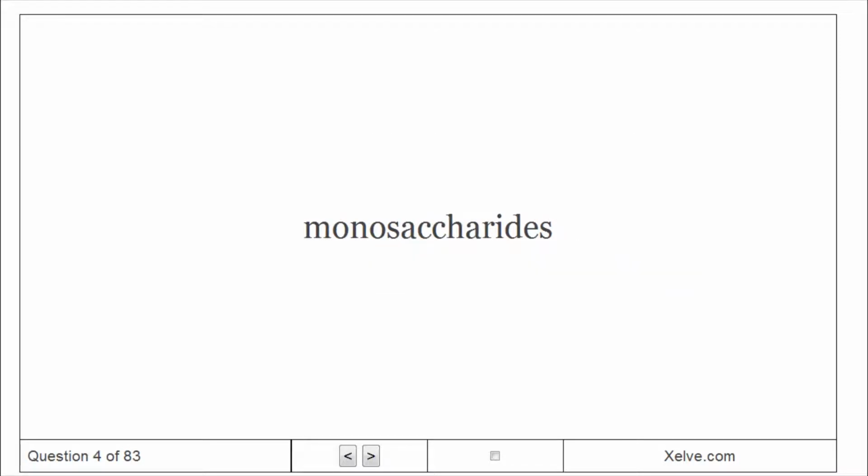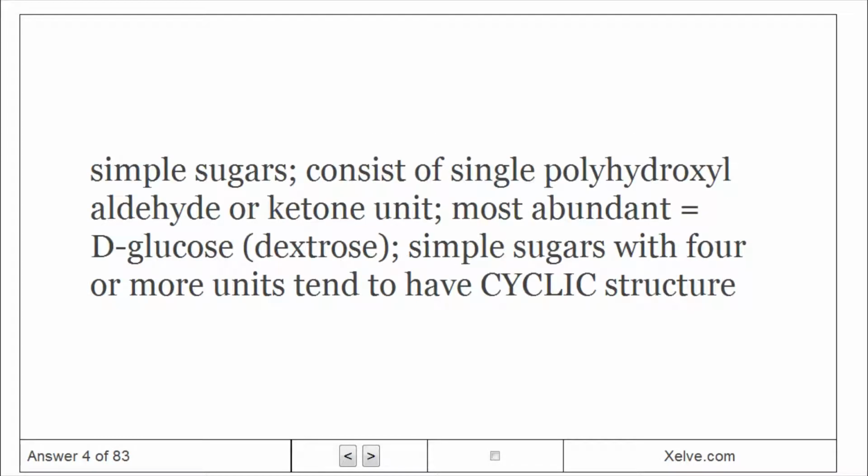Monosaccharides. Simple sugars, consisting of a single polyhydroxy aldehyde or ketone unit. The most abundant is D-glucose, or dextrose. Simple sugars with 4 or more carbons tend to have a cyclic structure.